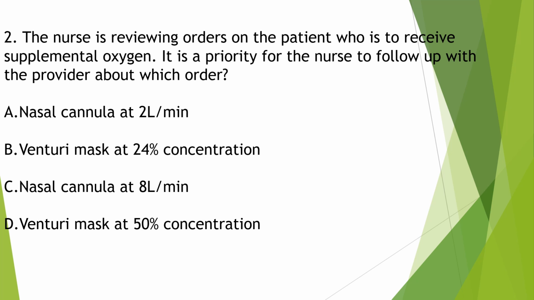Nasal cannula at 2 liters per minute is one order. Second one, Venturi mask at 24% concentration. Nasal cannula at 8 liters per minute. Venturi mask at 50% concentration. So here you can only give this answer when you know how many liters of oxygen each device will provide, or how much percentage of oxygen each device will be providing. So let's see the answer.